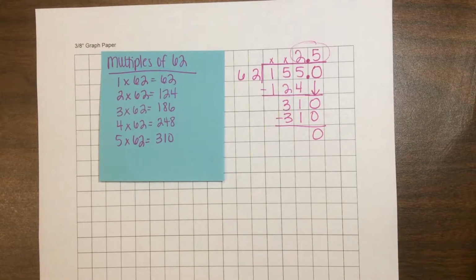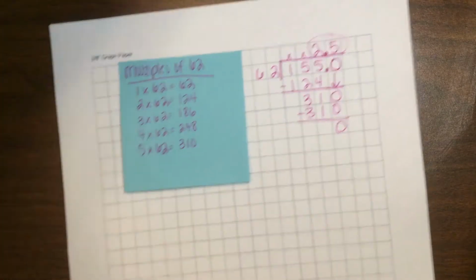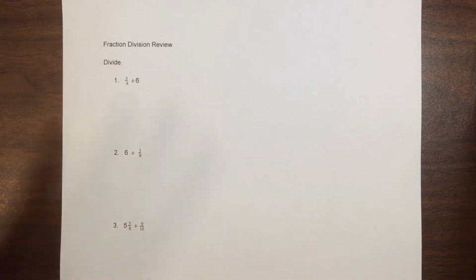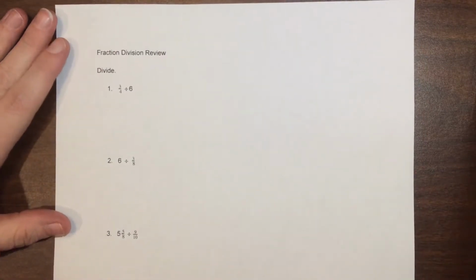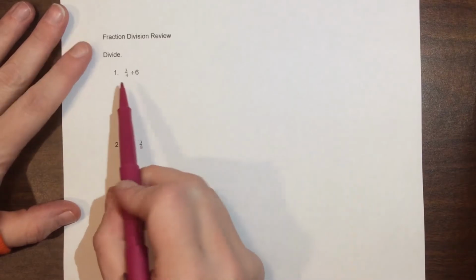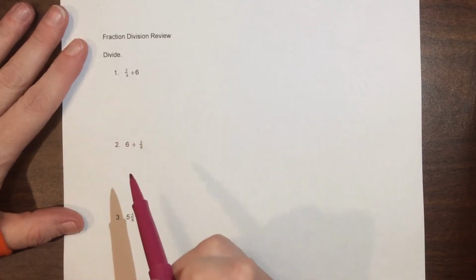Okay, moving on to the last page of our review. We're going to talk about the last topic from Module 2, which is dividing fractions. So, number 1, 3/4 divided by 6.